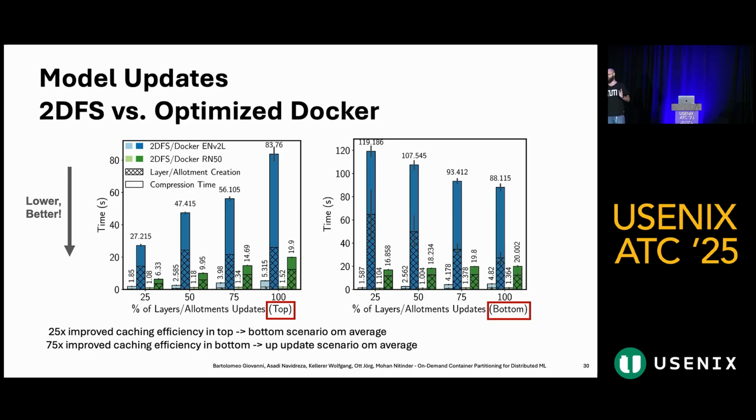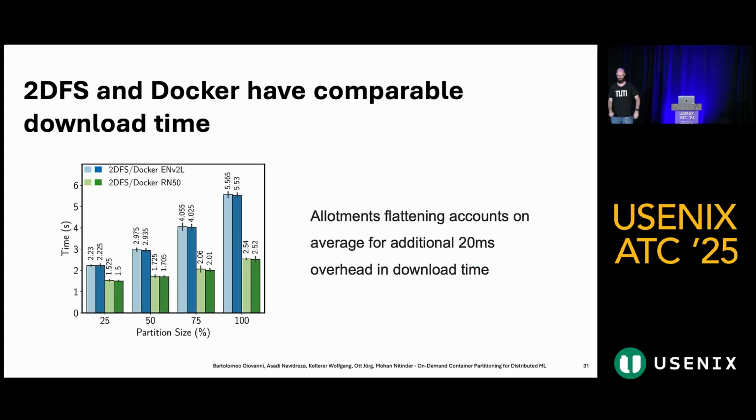So in this case, we have two experiments of model updates, model retrain. One where we retrain only the layers that were at the very top of the hierarchy. So for Docker, it's sort of the best case. And one where we did the opposite. We started updating the model from the bottom layers, the ones stored in the first layers of the containers. And on average, we have 25 times better caching efficiency for 2DFS, while up to 75 times better caching efficiency for the worst case scenario of Docker, which is kind of cheating, but I mean, this stuff can actually happen in the real world. So yeah, wanted to include that.